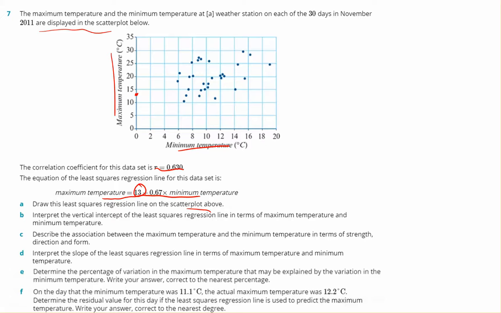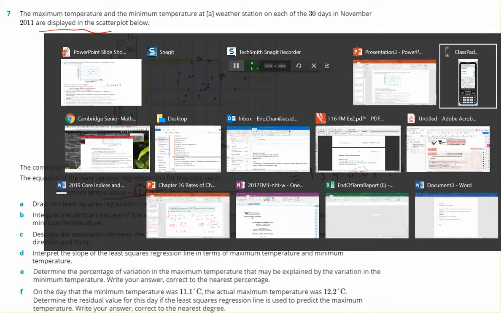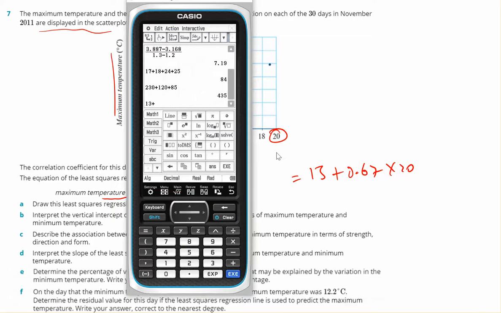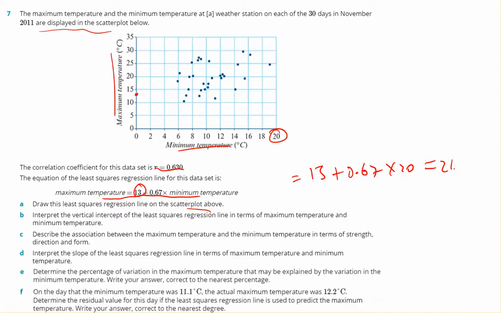So how we get a second point is you just sub in a different value for x. So you can say I want to sub in 20. Let's see what we get. So the max temperature when the minimum temperature is 20 is, you calculate that on your calculator. So 13 plus 0.67 times 20. That's 26.4. So your point would be 26.4. Okay, so 26.4 is roughly around here.